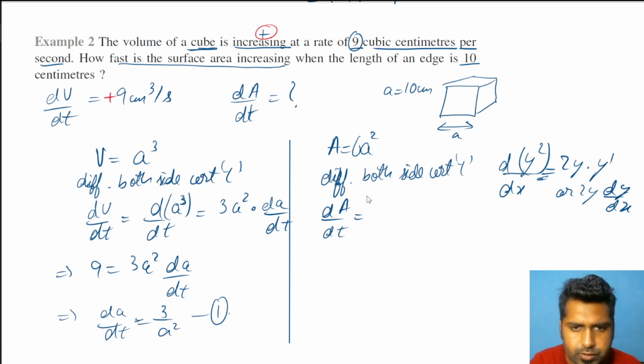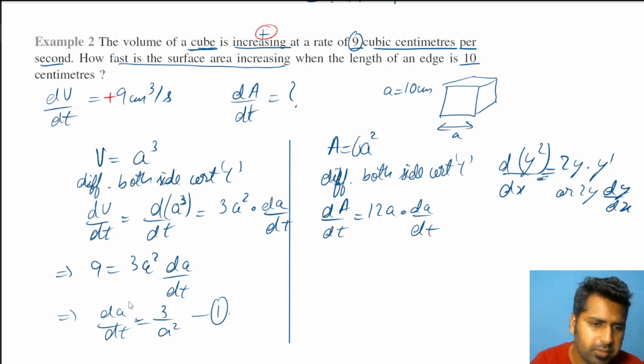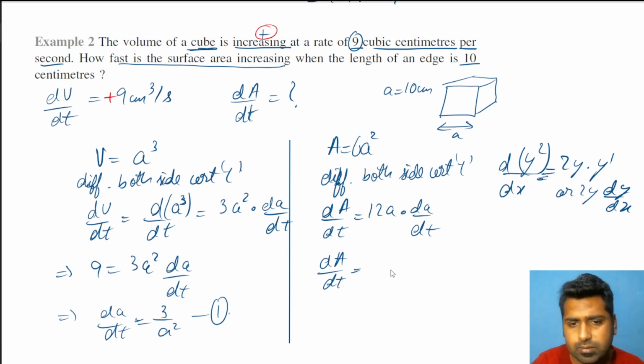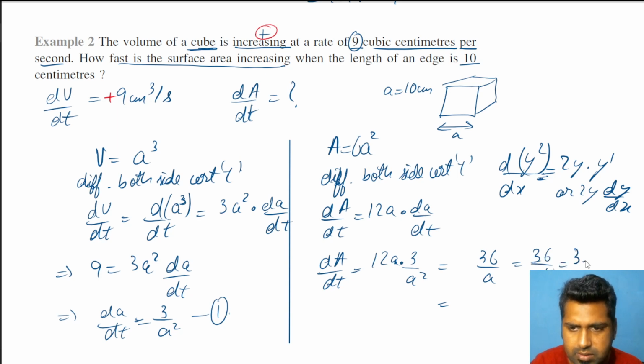So differentiate it, 6 is constant, no problem. So a square differentiation is 2a, so 12a and additionally dA by dt. Now this is why I was calculating this dA by dt, because I needed the value of dA by dt that could have been used from here. So use this, so you get d capital A by dt, 12a into 3 by a square. So a cancels, so you get 36 by a.